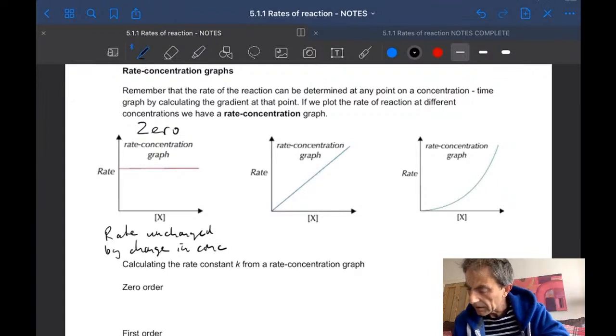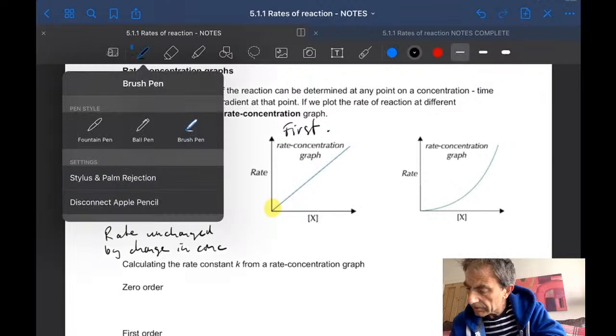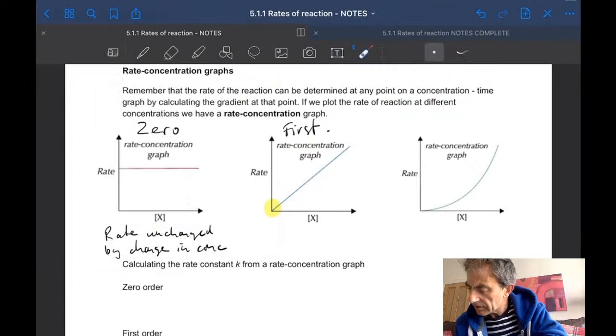Okie doke. Next graph is for a first order reaction. So what have we got here? We have got direct proportionality between the concentration and the rate, and that's given us this straight line graph through the origin. So I'm just going to highlight that because that's really important. Obviously, if the concentration is zero, then the rate would be zero as well. If the rate depends on the concentration, therefore if the concentration was zero, the rate will be zero. So this graph has to pass through the origin.